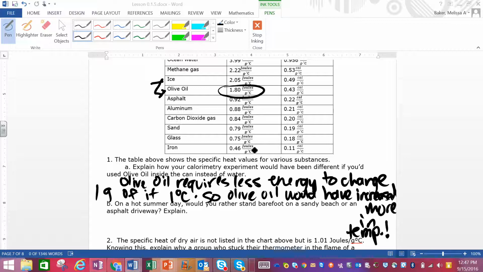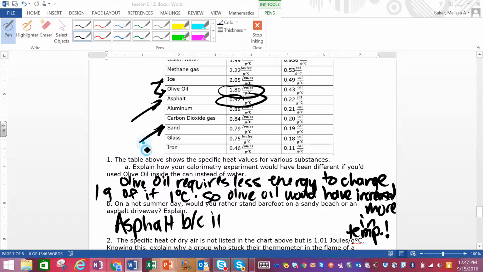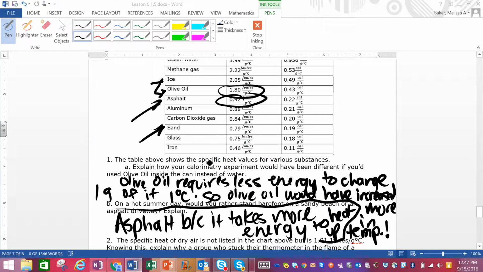more than 50 degrees. On a hot summer day, would you rather stand barefoot on a sandy beach or an asphalt driveway? Okay, let's check it out. An asphalt driveway requires more energy to heat up than a sandy beach. So I would rather stand on asphalt because it takes more energy to heat up, to keep it simple, than sand does. So sand would get hotter quicker.